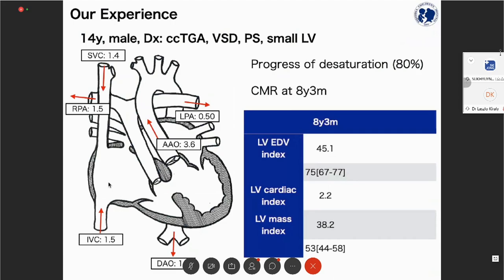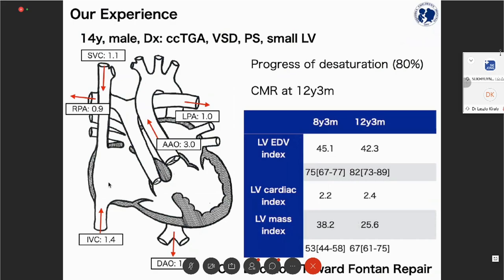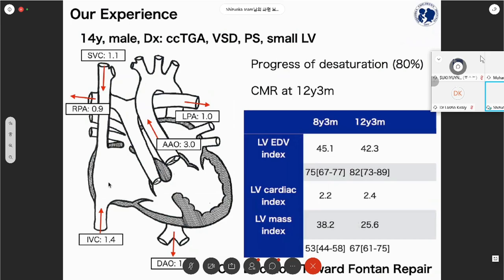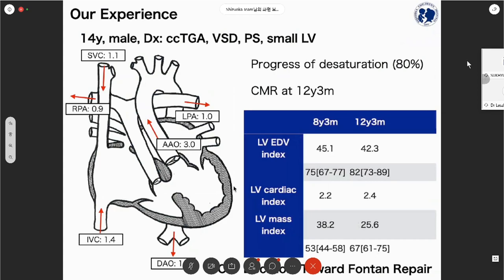We think maybe this LV is too small to do biventricular repair. But then we had hesitated to operate, so we waited for a couple of years. But his exercise intolerance had progressed. So again, we did CMR at 12 years, 3 months of age. Left ventricular end diastolic volume index is 42.3, left ventricular cardiac index is 2.4, and left ventricular mass index is 25.6. So our decision was toward Fontan repair. Next slide, please.